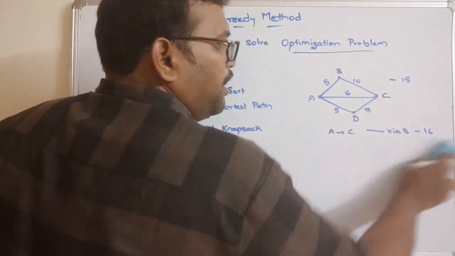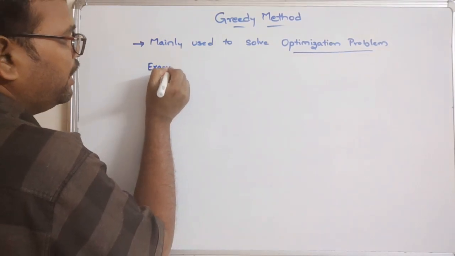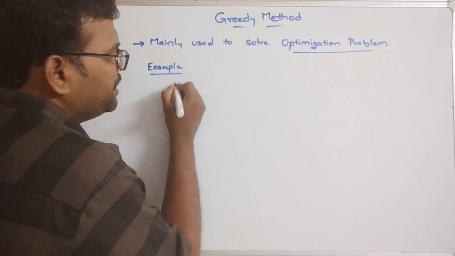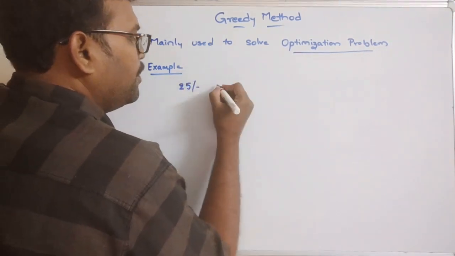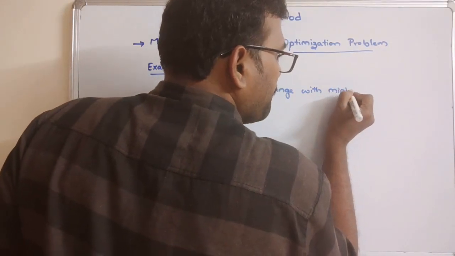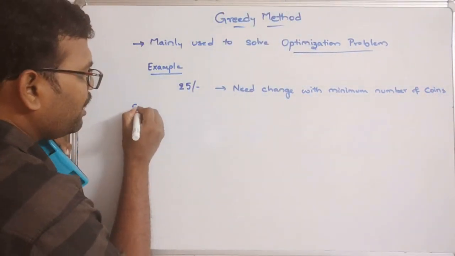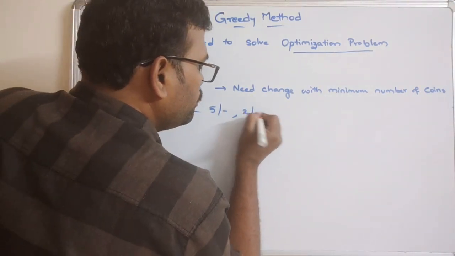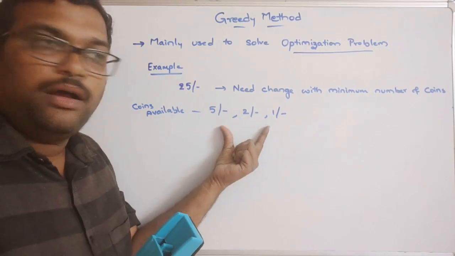Let me explain one example and I will wind up this introduction to the greedy method. I am taking an example which you frequently hear. I have 25 rupees and I need change with the minimum number of coins. The coins available are 5 rupees, 2 rupees and 1 rupee. So there are 3 possible coins, and we need to get change for 25 rupees with the minimum number of coins.